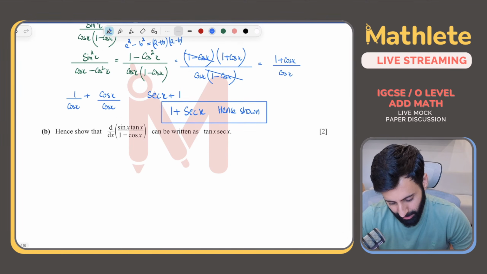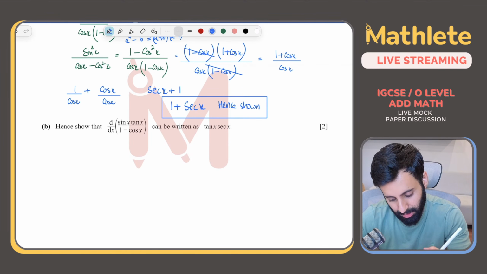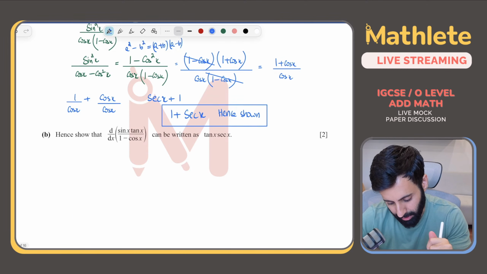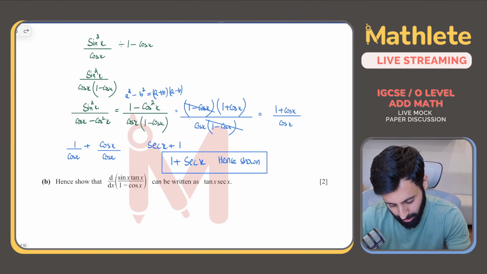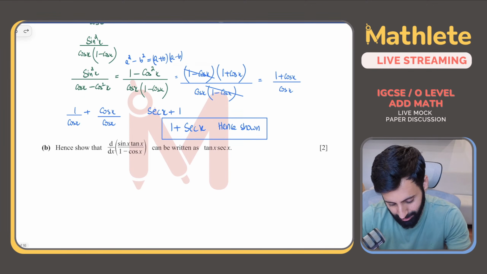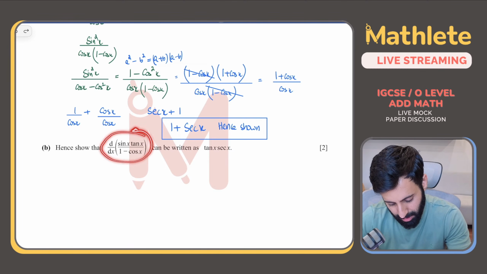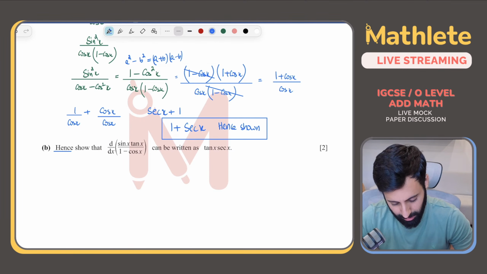Okay, now hence show that d upon dx of sin x tan x over 1 minus cos x can be written as... Now notice that this is the exact same thing that we just proved can be written as 1 plus sec x. Now, we're not going to differentiate this. Don't waste your time differentiating this. Hence means that we have to use the answer to the previous part, right?